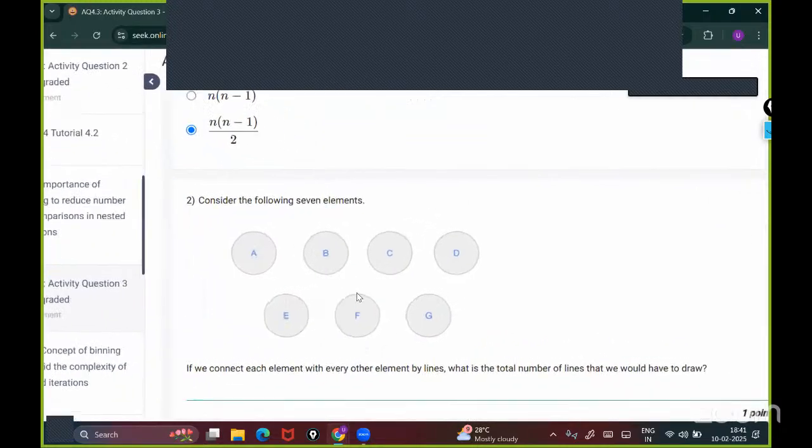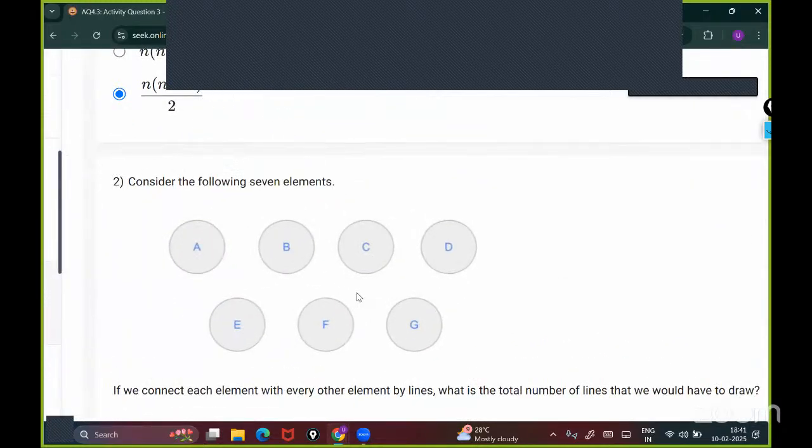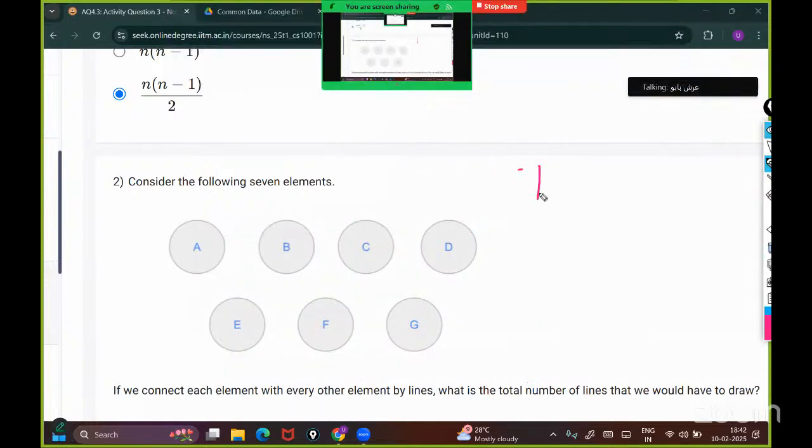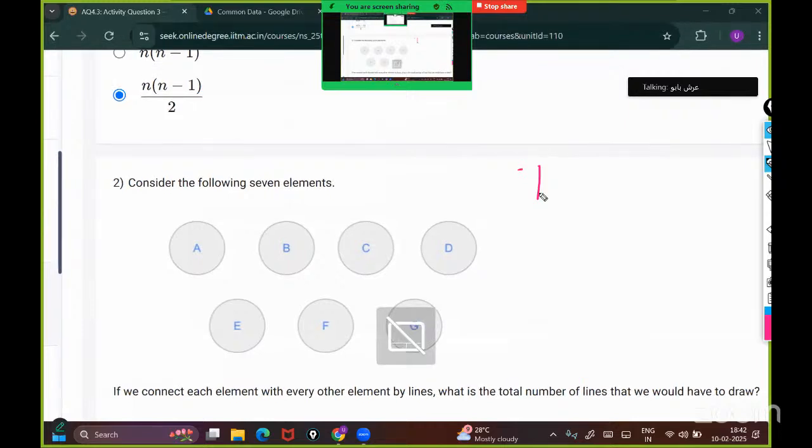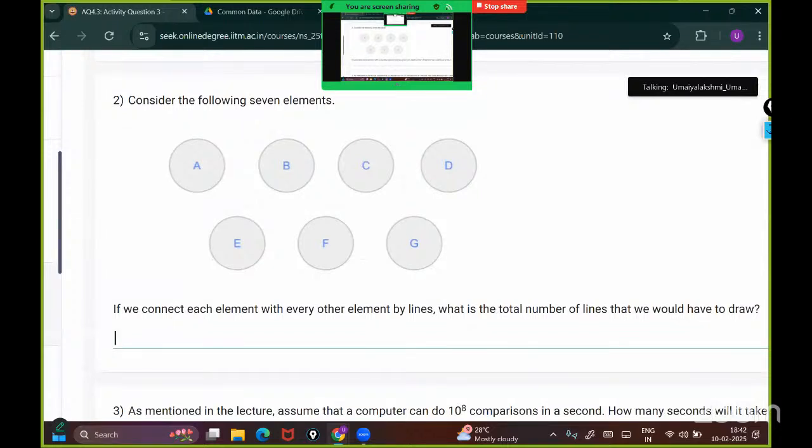And here they have given 7 elements A, B, C, D, E, F, G. They have mentioned that if we connect each element with every other element by lines, what is the total number of lines that we would have to draw? 21, ma'am. Yes, 21, because here there are 7 elements, and I will put the value of 7 into 7 minus 1 by 2. Exactly. It's nothing but 21, because the number of elements is 7. So 7 into 6 by 2 will give us 21. Okay, so here the answer will be 21.